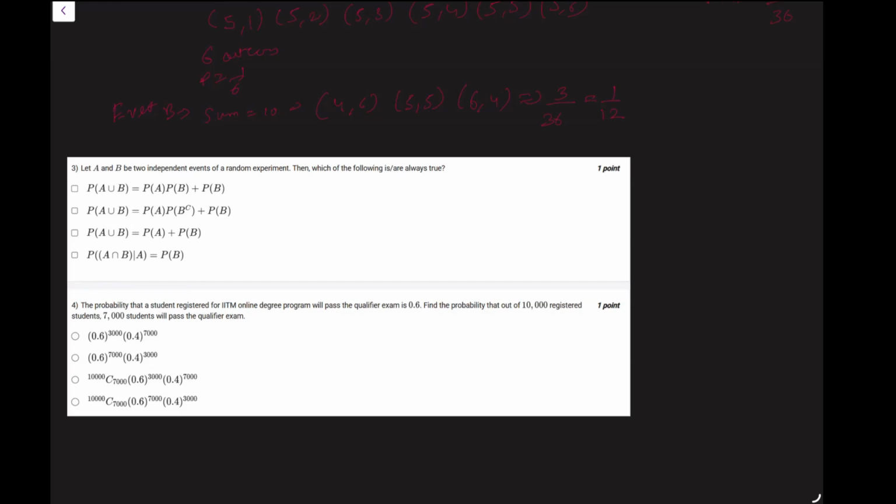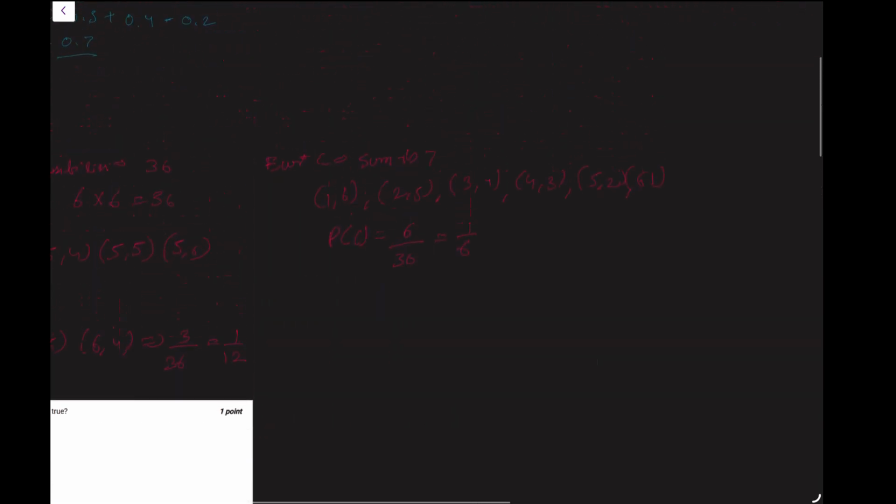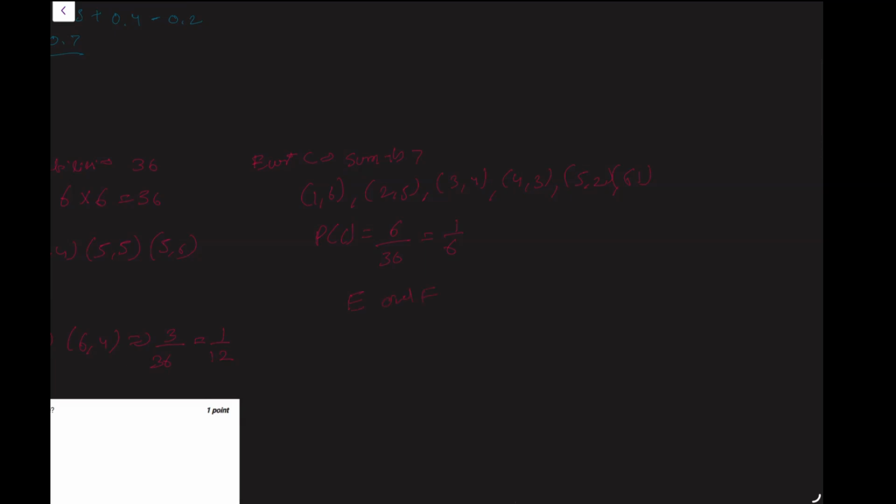Okay. Now, how do we check if events are independent? Two events, E and F, are independent. So let's say there's event E and event F. They are independent if the probability of E and F equals P(E) times P(F).